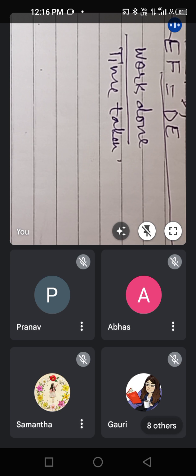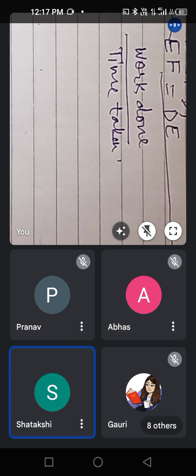So what is the work done? Work done is force into displacement, the same work that you have done before. So the work done is equal to force into displacement. Here you see that power is equal to rate of doing work. That means you calculate the work done in the same way and then divide it by the time.